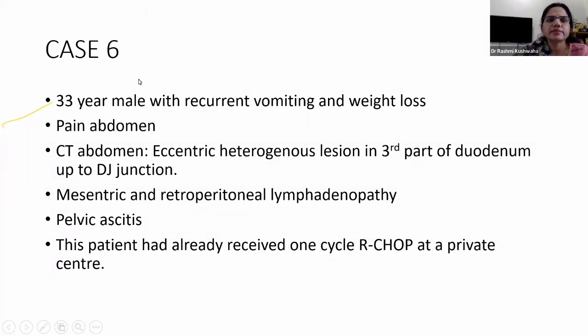This is another case, a 33-year-old male with recurrent vomiting, weight loss and abdominal pain. CT abdomen showed an eccentric heterogeneous lesion in the third part of the duodenum up to the duodenojejunal junction. The patient had mesenteric and retroperitoneal lymphadenopathy with pelvic ascites, and had already received 1 cycle of R-CHOP at a private center.